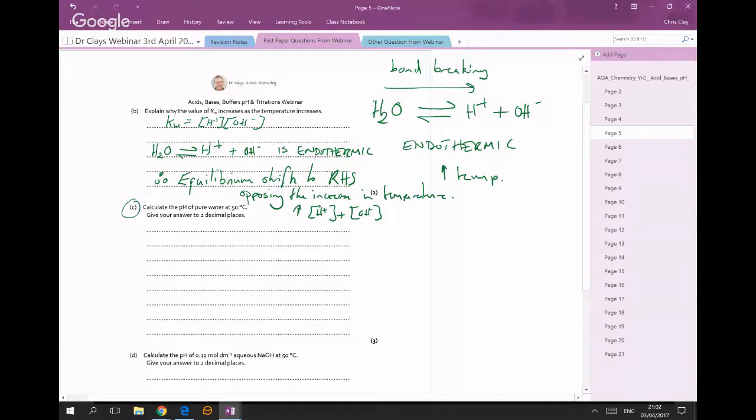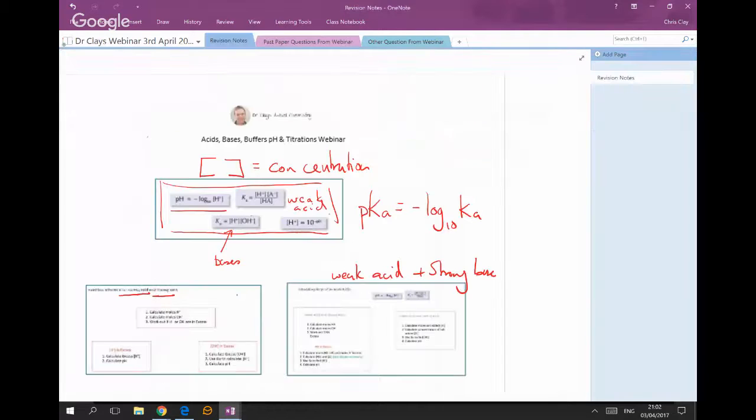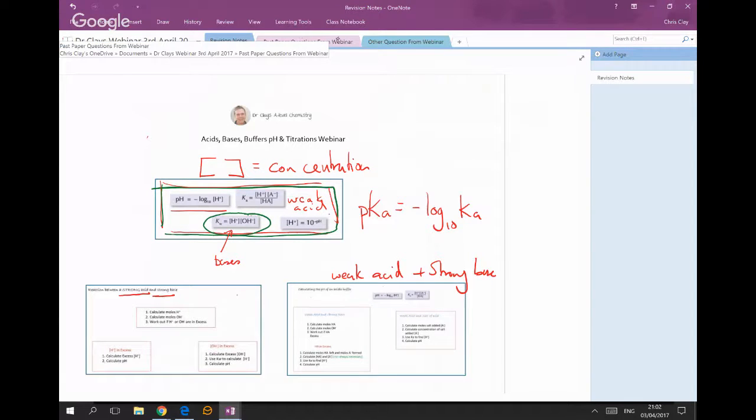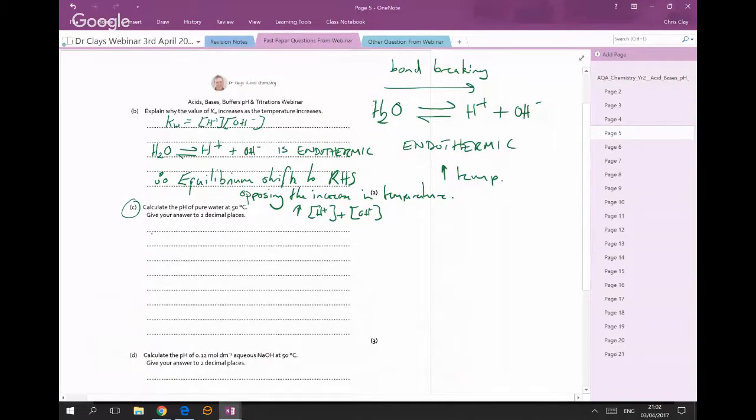When we're doing calculations, there's always going to be hints in the question. Reflect back on these equations. We are given values of Kw, which means that we must be interested in this equation, Kw equals H+ times OH-. So we're given values of Kw, so we've got to be able to use it. We need to use this expression because we need to know what the OH- concentration is.